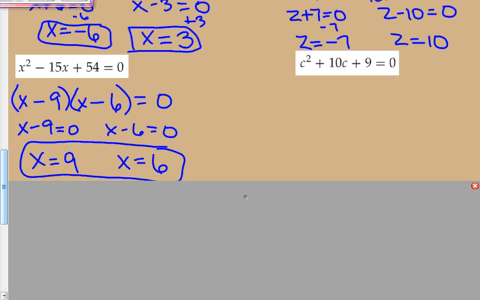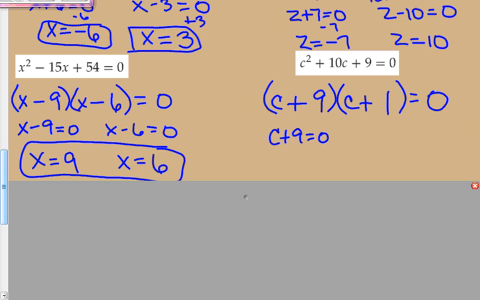There we go. One more for those of you that need one more example. c in each term. This time they're both positive, so we know they're both positive here. 9 and 1, because 9 plus 1 makes 10. This one's really simple. c plus 9 equals 0. c plus 1 equals 0. Means our two solutions are c is negative 9 or c is negative 1.